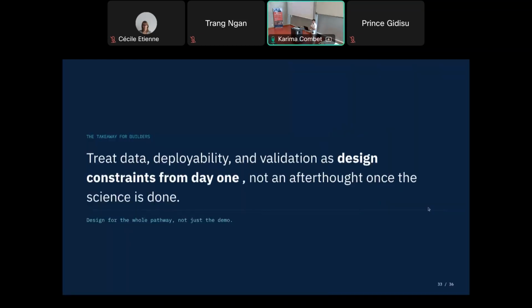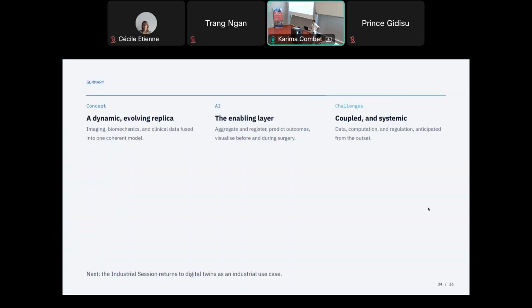So the takeaway message for me is this one. Because the challenges are systemic and coupled, they have to be anticipated at the start, in the design of the project, and not retrofitted at the end of the project. And that's what we are doing in my team, trying to place science inside this very structured framework.